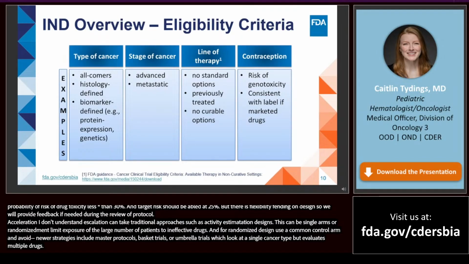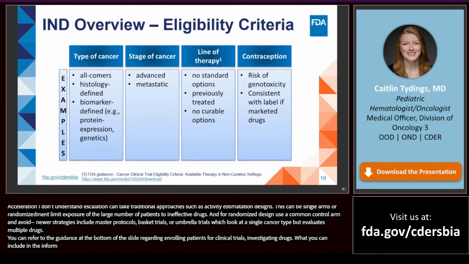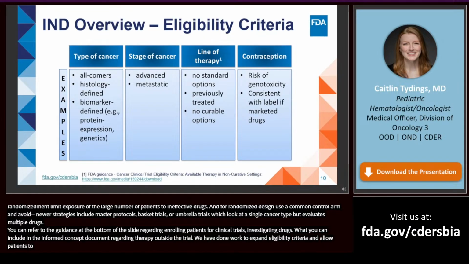You can refer to the guidance at the bottom of the slide regarding enrolling patients for clinical trials investigating drugs in the non-curative setting and what you can include in the informed consent document regarding available therapy outside the trial. We have done a lot of work to expand eligibility criteria and allow patients the option to receive an experimental drug. The focus has been on later phase trials, but even first-in-human trials could benefit from careful consideration of eligibility criteria to improve patient access to trials.